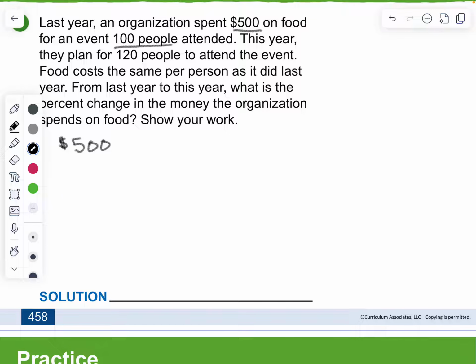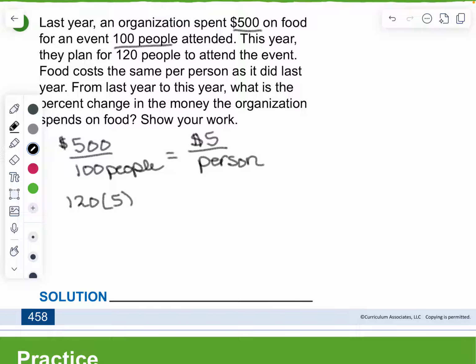That's a unit rate we need to find. $500 for 100 people means that it is $5 per person. This year, 120 people are attending, so how much are they going to spend on food? 120 times 5. Food is going to cost $600 this year.